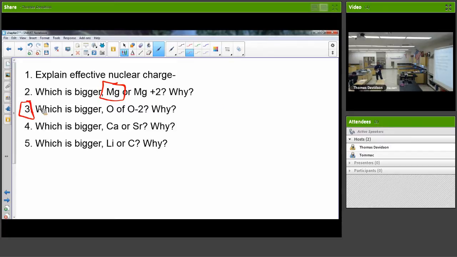Number 3. Which is bigger, O or O minus 2? O minus 2 is bigger. Why? All right. Electron repulsion. Yes. That's great. What'd you say, Brennan? All right. If you say it completed its outer shell, I'll give you 4 out of 5 points. But throw in that last little part that those extra electrons push the electrons farther away. Then you're set. Okay, then which is bigger, Ca or Sr?